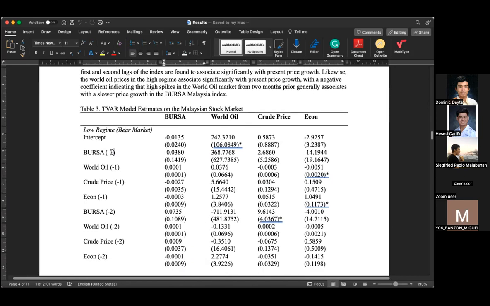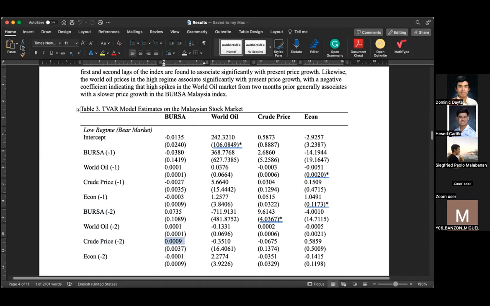And then ano ibig sabihin ng -1? These are what we call your lags. Kasi in a VAR model, ang impact is coming from previous time periods. So Bursa -1 means yung impact ng Malaysian index from 1 month before. And then si Bursa -2 is yung impact from 2 months before. So for example, kapag nagka-shock sa crude price 2 months before, may impact daw yun kay Malaysian index na 0.0009 or 0.09%.